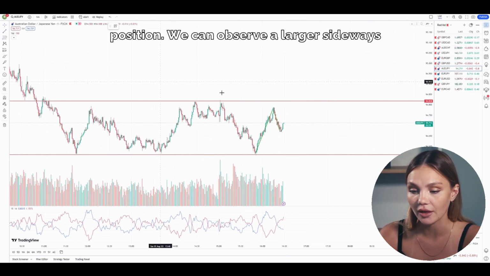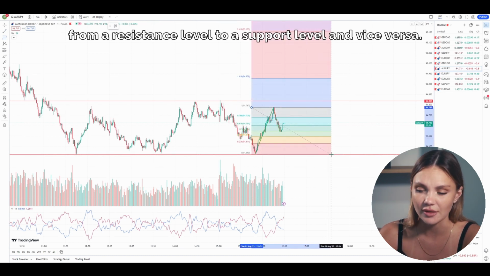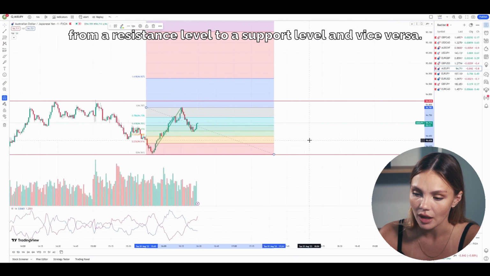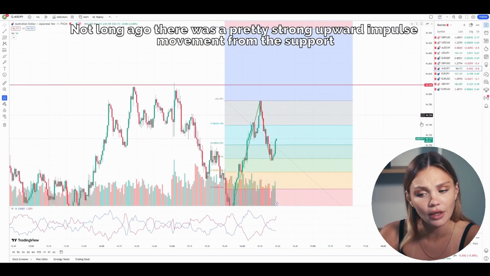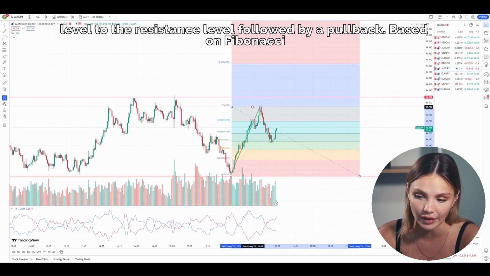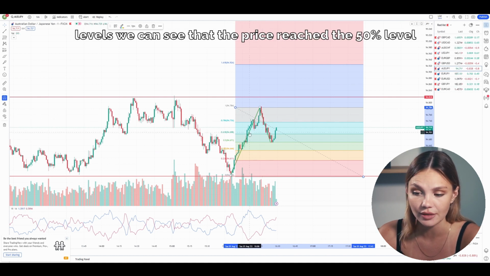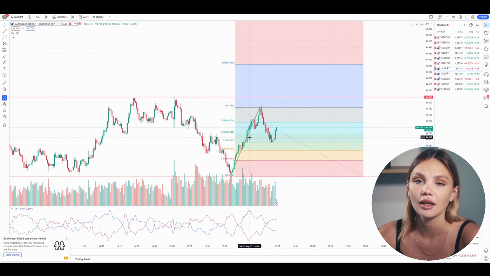We can observe a larger sideways movement on the chart where the price moves from a resistance level to a support level and vice versa. Not long ago, there was a pretty strong upward impulse movement from the support level to the resistance level, followed by a pullback. Based on Fibonacci levels, we can see that the price reached the 50% level and reversed.